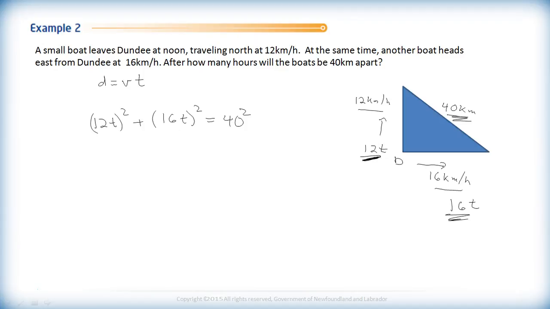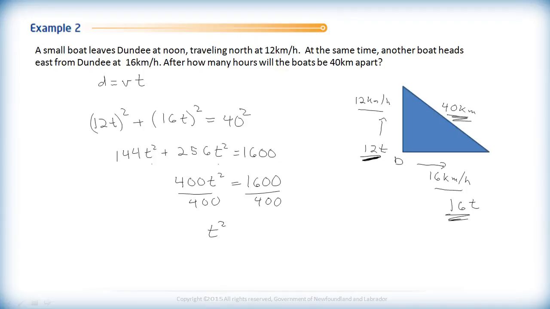So 12t squared is going to be 144 t squared. 16 squared is 256 t squared, and that's going to equal 1600. Now, this is a quadratic. There's no linear term, no term with just a t in it, but it is a quadratic. We've got a couple of squared terms here. Combining like terms, we have 400 t squared equals 1600. That's a pretty easy quadratic to solve. You could, if you want, divide everything by 400, and that'll make life simpler.